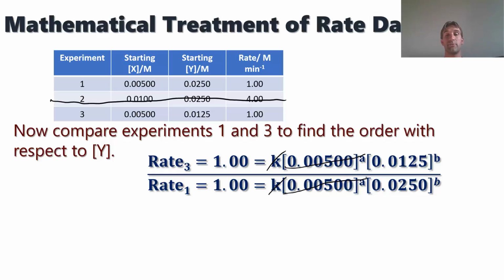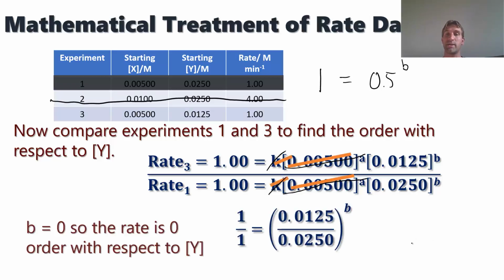So in my simplified form, what I have here is 1 over 1 is equal to 0.0125 over 0.0250. Well, that's 1/2, or 0.5 raised to the B. So when I think about that, after we break it all down, the only way for us to get 1 out of 0.5 raised to the B is if the B value is 0. So we must have the Y reactant is going to be 0 order. In this reaction, Y is going to be 0 order.